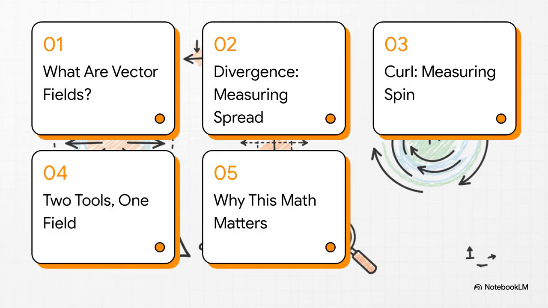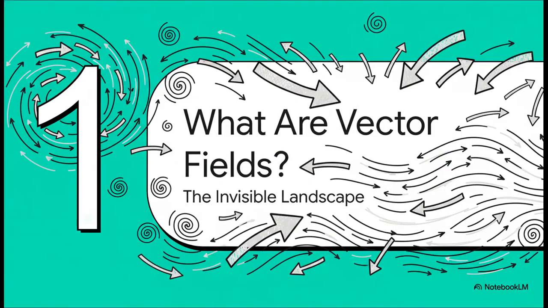So, here's the game plan. We'll kick things off with the basic idea of a vector field. Then, we'll dive into our two main tools for measuring it, divergence and curl. And finally, we'll see why this math is so incredibly important for understanding everything from the weather to the fundamental laws of physics.